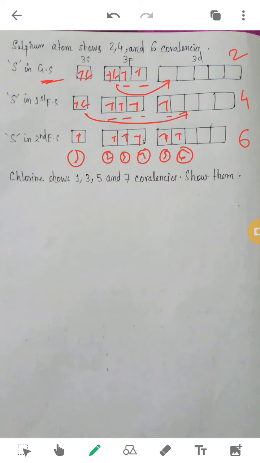Now, this is a question for you: chlorine shows 1, 3, 5 and 7 covalencies, and you have to show it in a similar way. What you have to do is first write the chlorine atom in the ground state. Just show the third period, the 3s, 3p and 3d. Chlorine is also obviously going to have 3d orbitals. Then you understand and show how chlorine shows all these valencies. This is up to this, and you show me the one which I have given to you.